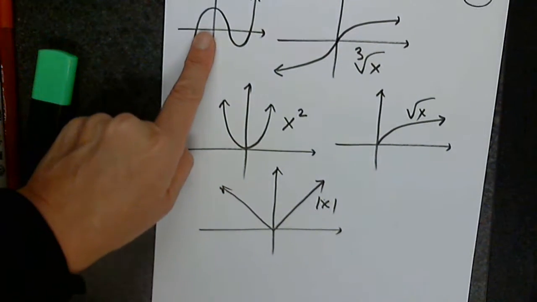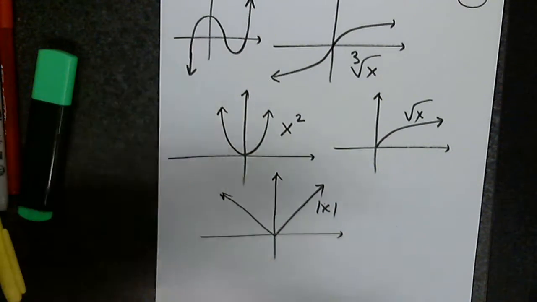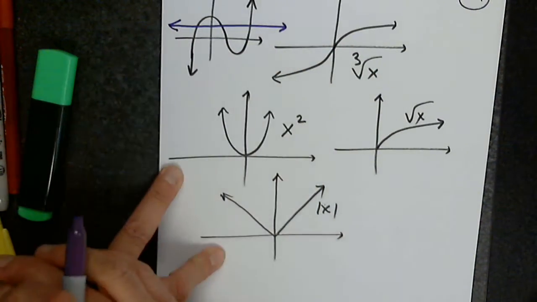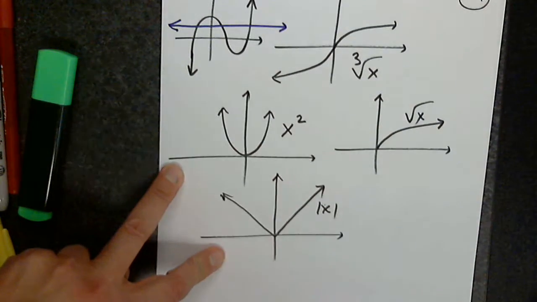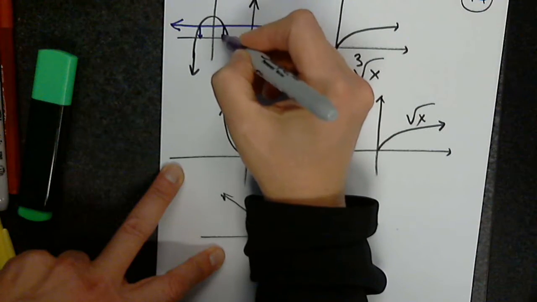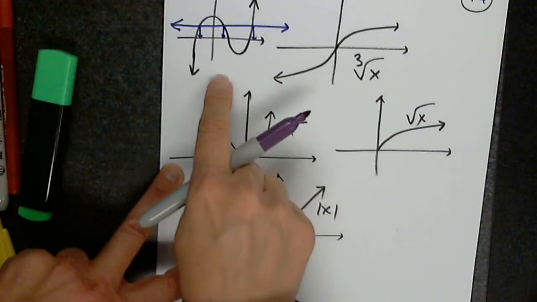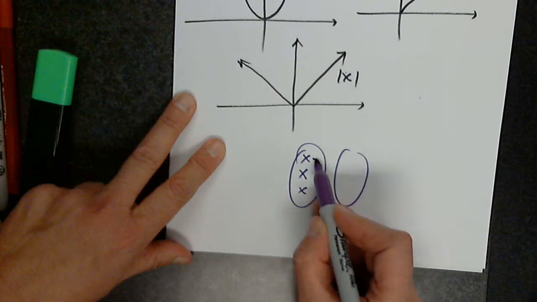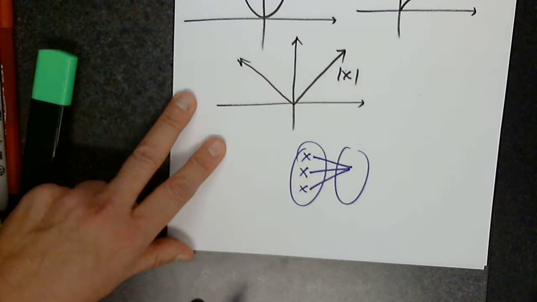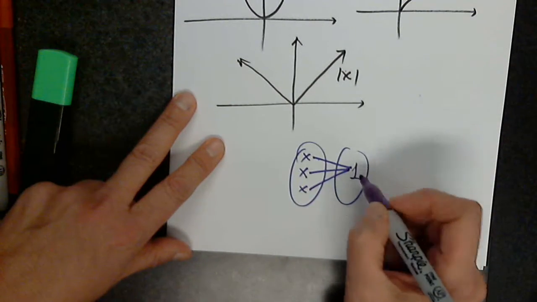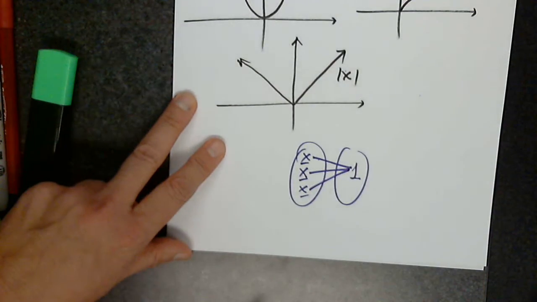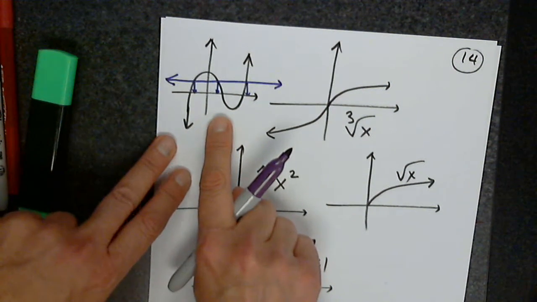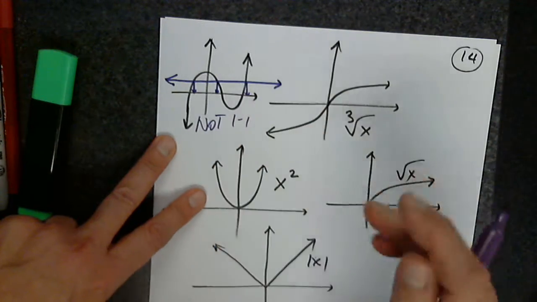Is the first one one-to-one? For a particular y value, I have to get only one x value. But look how many values I get. For y equals 1, I get 3 different values of x. Is this function one-to-one? Will it have an inverse function? No. So I'll say not one-to-one. What about this function?